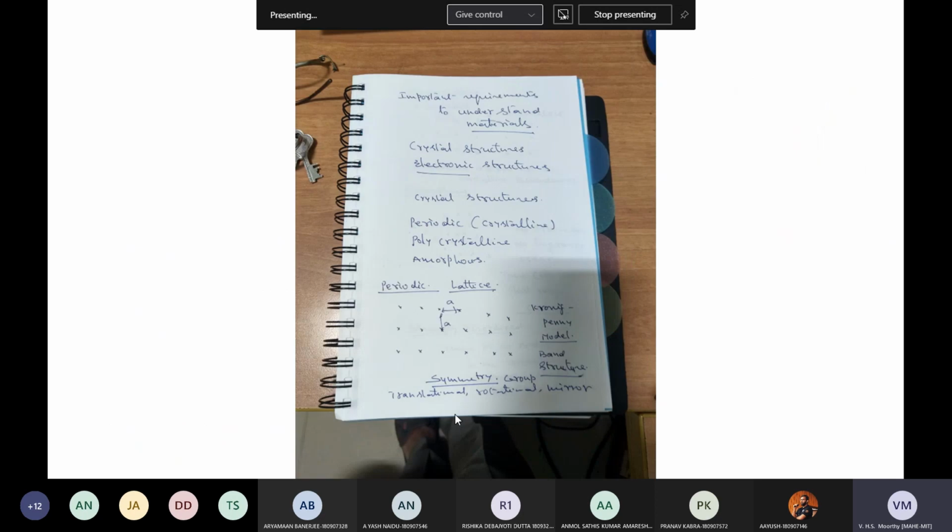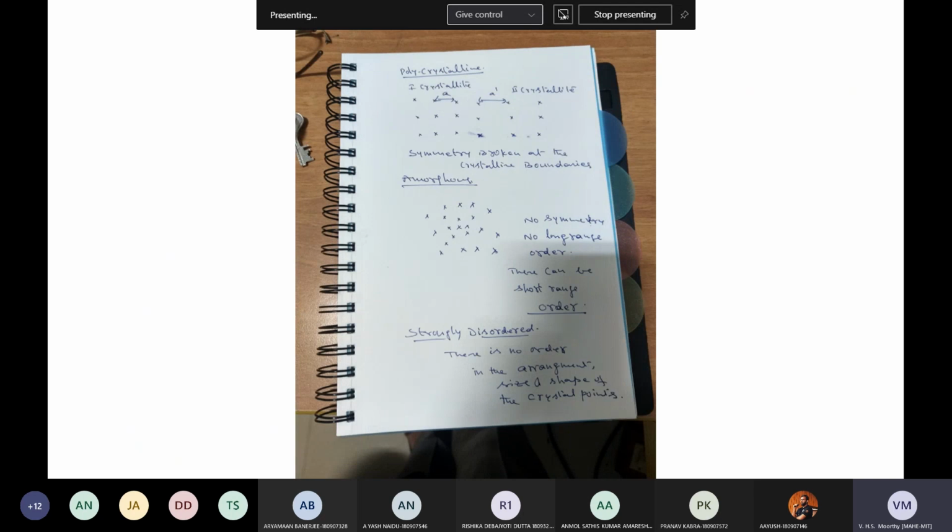Already we discussed what is meant by periodic lattice, polycrystalline, crystalline, and all these things. So now I want to show one more thing.